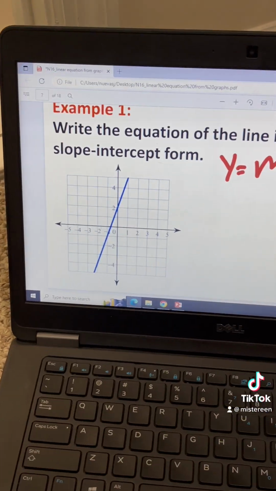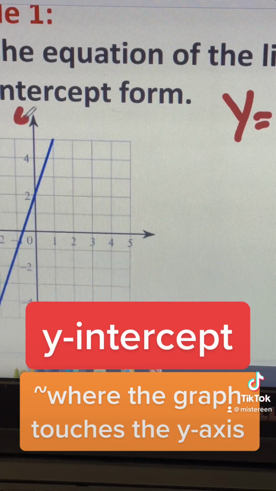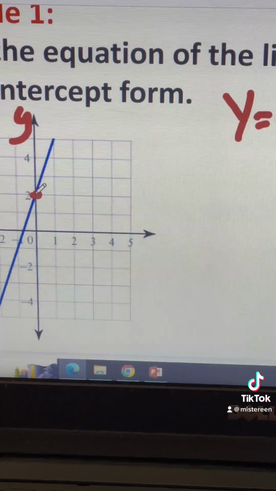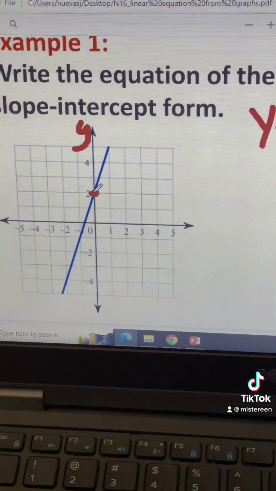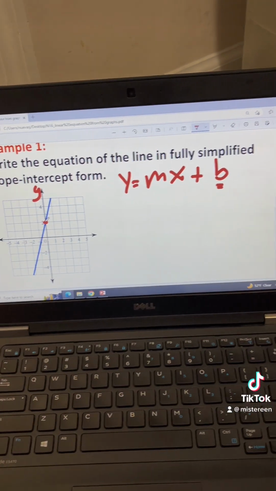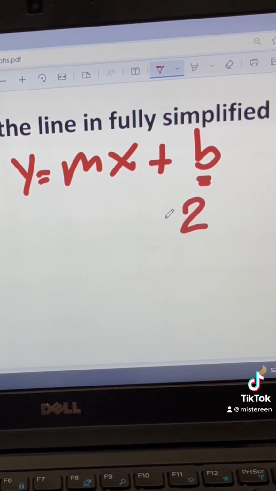Now, if you remember, the y-intercept is when your graph touches the y-axis. So it's this point here. The graph touches at positive 2. That's your y-intercept. So that means your b here is equal to a positive 2. So I can change this b to a positive 2. That's your step number 1.